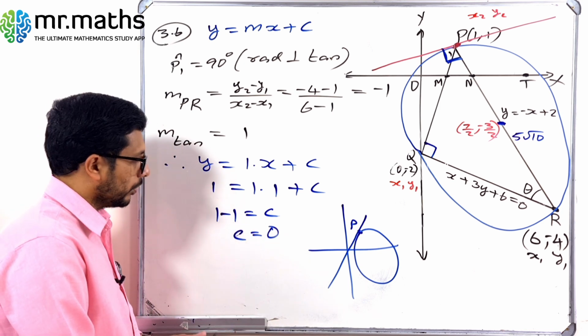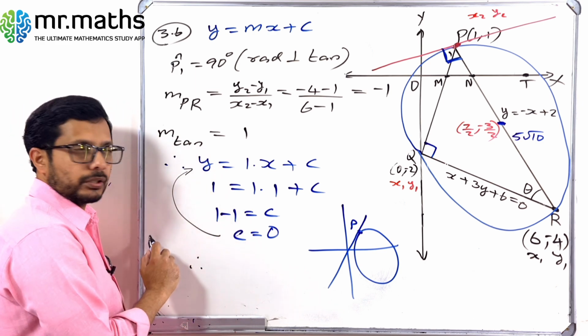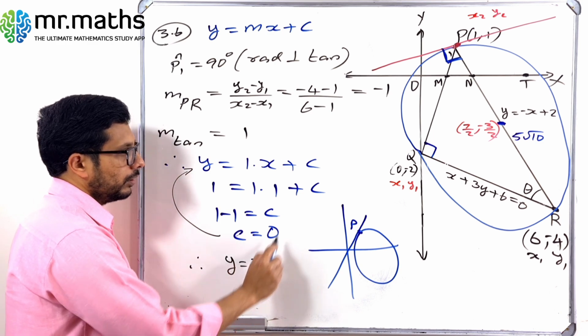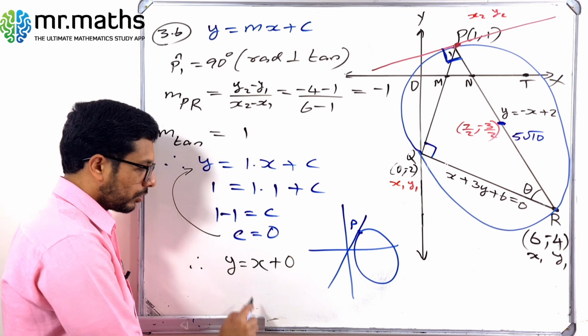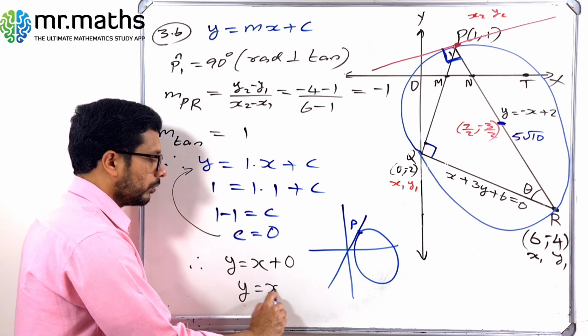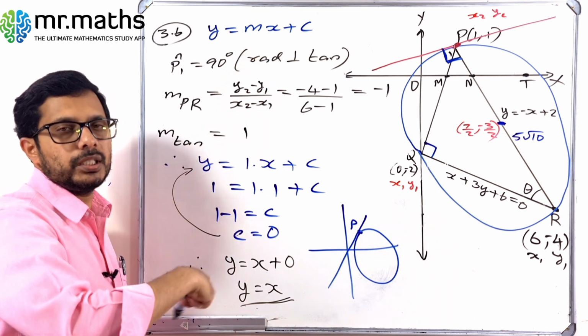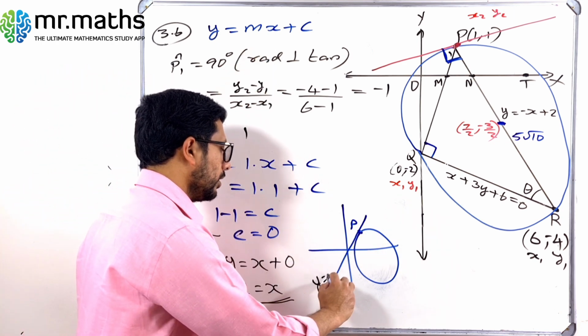So now what is the equation? Therefore substitute this C as 0 here. 1 into x is x, so y is equal to x plus 0. The value of C is 0. So what is the equation? Y is equal to x. That means the equation of that tangent is y is equal to x.